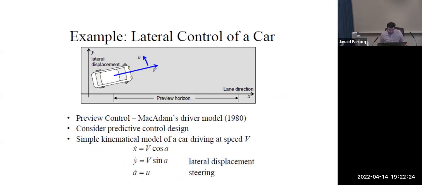Here's an example of how an MPC works. So basically, the goal is to control this car in a lateral way. So you want to turn and also move in a forward direction, right? So for example, this is the lane direction. You may want to do this type of a trajectory for this vehicle. Now the simplest kinematic model of the car driving at speed v is the following.